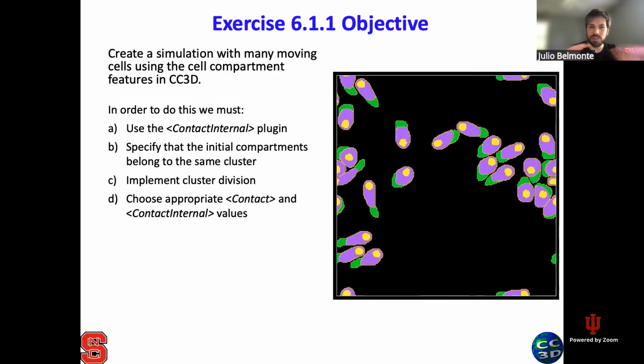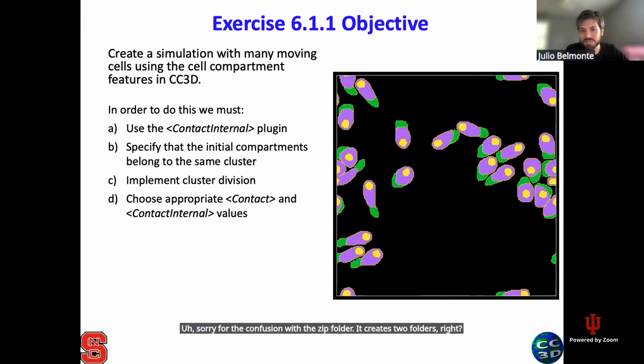So for now, we just download the 6.11a and unzip and open it. You don't need to do anything on the file, just look at it, and I can explain what's happening there. Sorry for the confusion with the zip folder. It creates two folders, right? Yes, as Noshina Fatima said, there's a file called e4.122.cc3d. That's the CompuCell file that you have to open.